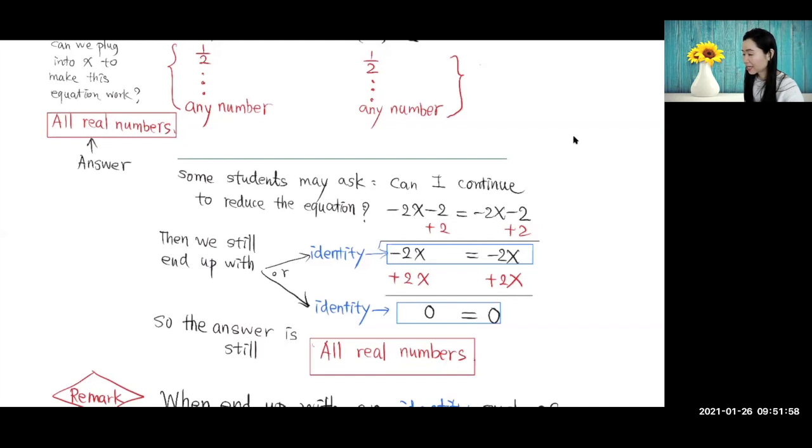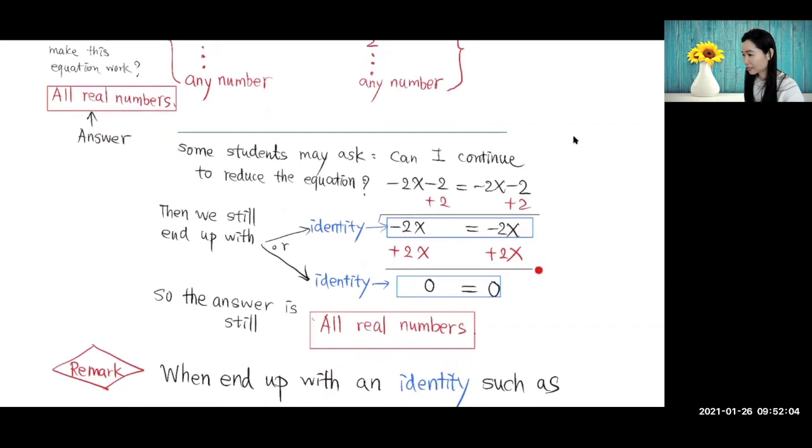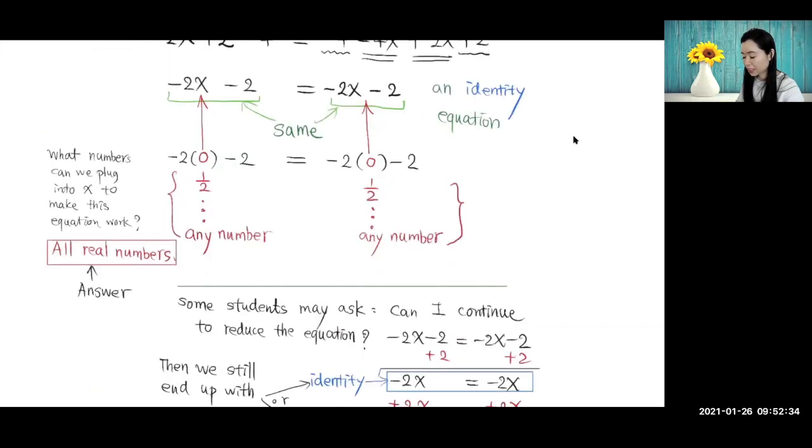Now some of you said, can I continue to reduce this further by adding 2x on both sides? Yes, you can do that. So I add 2x on both sides of the equation. That way, this 2x cancels, you get 0. This 2x cancels, you get 0. You get 0 equal to 0. Both sides are the same, right? So again, this is an identity. So the answer here will be all real numbers. You still get the same answer. So you don't need to reduce that further. If you see the equation here and the left side and the right side are identical, then you can go ahead and say all real numbers.